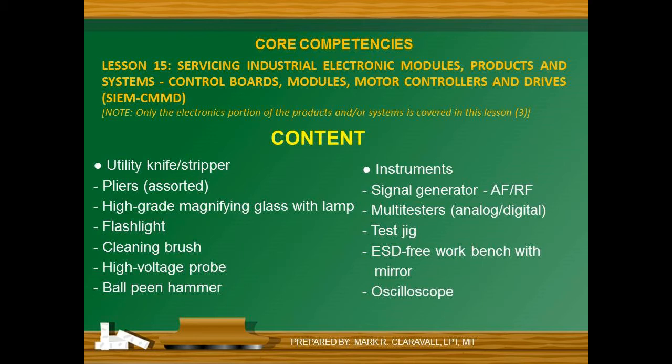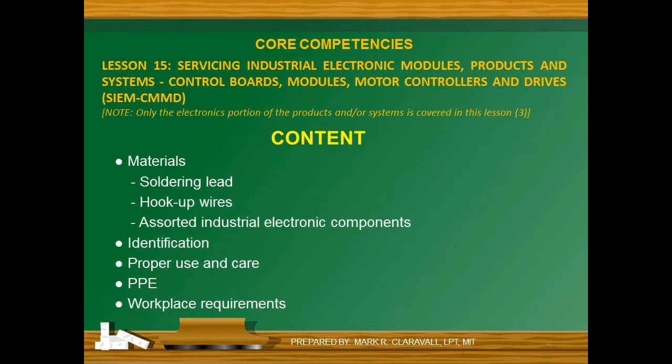Ball-peen hammer. Instruments. Signal generator, F/RF. Multitesters, analog/digital. Test jig. ESD-free workbench with mirror. Oscilloscope. Materials. Soldering lead. Hookup wires. Assorted industrial electronic components. Identification. Proper use and care. PPE.